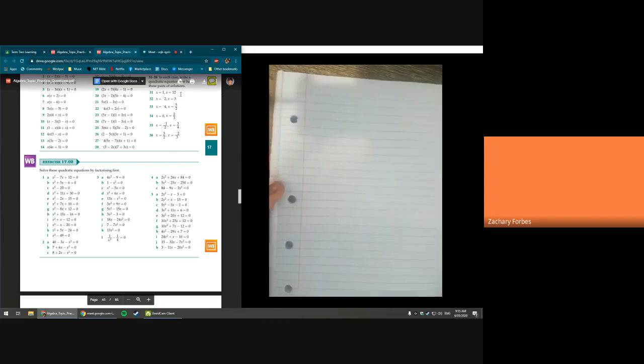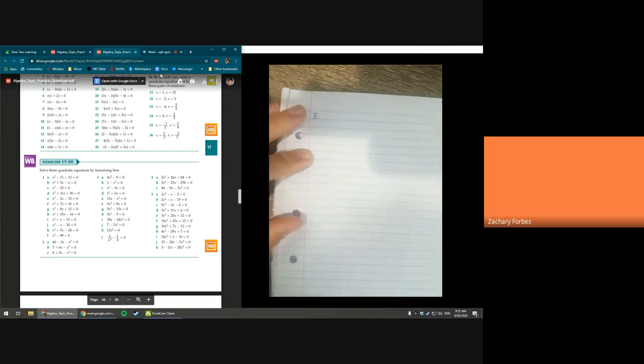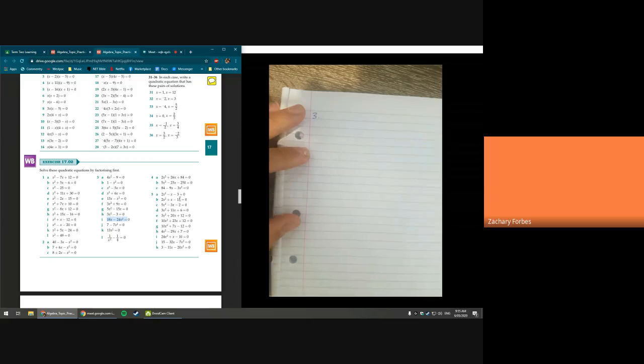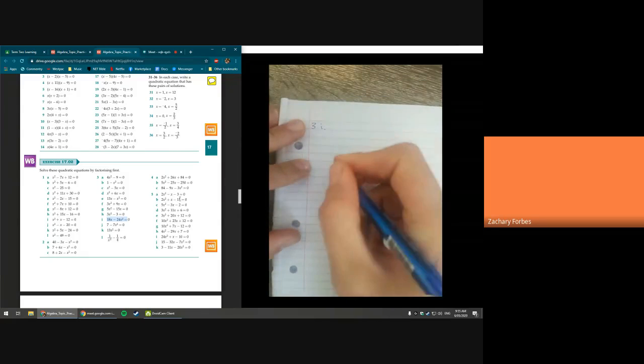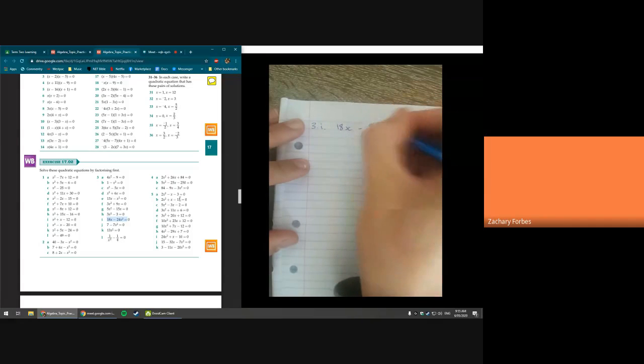Okay, question 3. Things are getting a little bit spicier, which is good. Let's have a look at one of the harder questions if we can find one. That one looks kind of cool. 3i. So we got 18x minus 24 x squared equals 0.